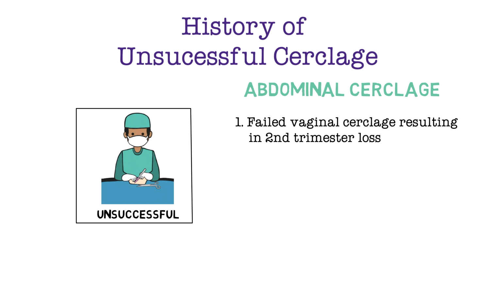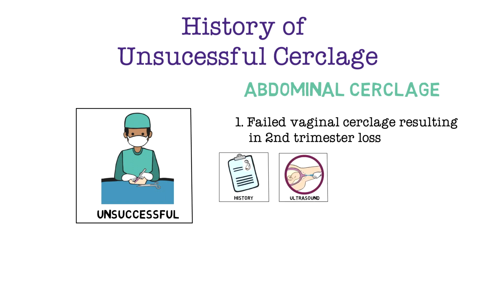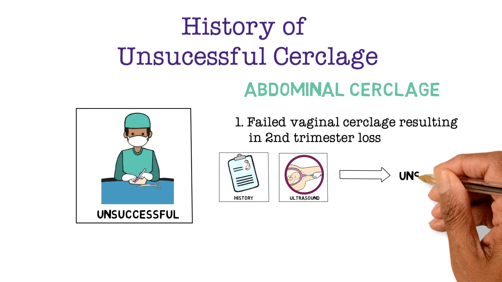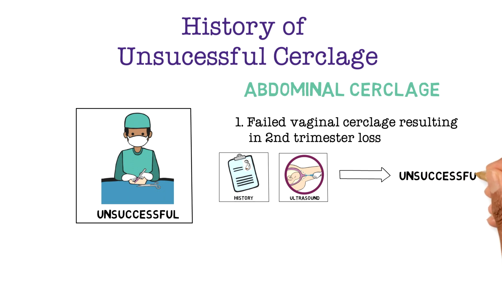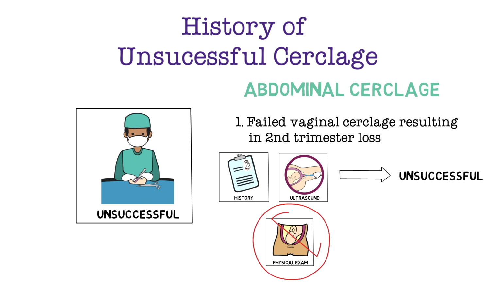Abdominal cerclages are reserved for patients who've had a prior history indicated or ultrasound indicated vaginal cerclage, but then unfortunately had a second trimester loss, i.e. an unsuccessful prior vaginal cerclage. It's important to point out that this does not apply to physical exam indicated cerclage. For those patients in a subsequent pregnancy, they should be offered a history indicated vaginal cerclage.